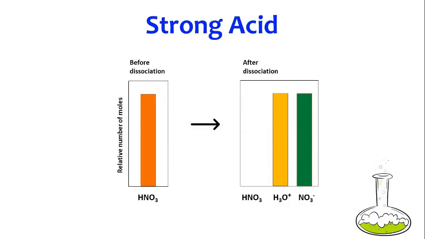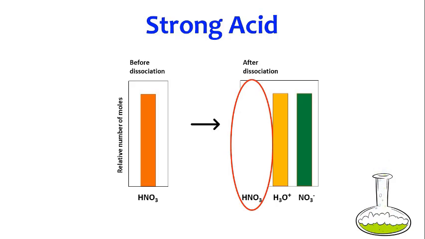Let's have a look at this picture. The bar graphs show the relative numbers of moles of species before and after dissociation. As we can see here, a complete dissociation means no nitric acid molecules are present after dissociation, because it has been completely dissociated into hydronium ion and nitrate ion.